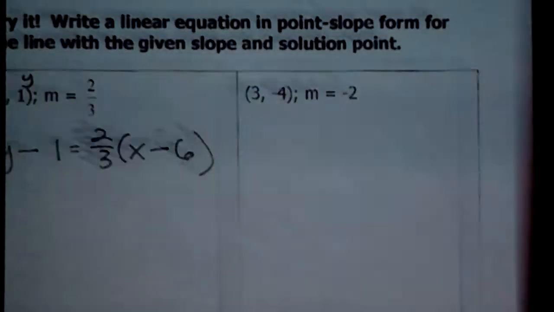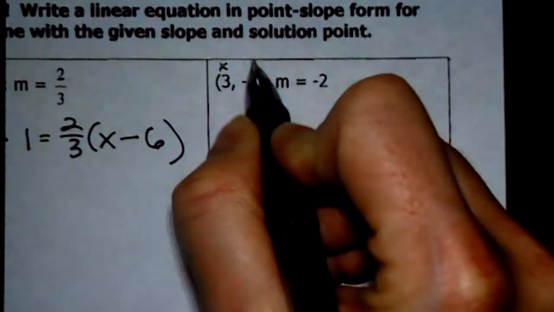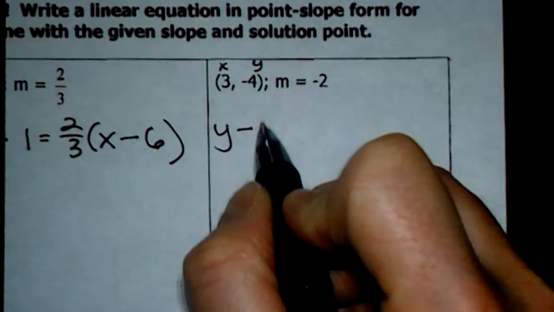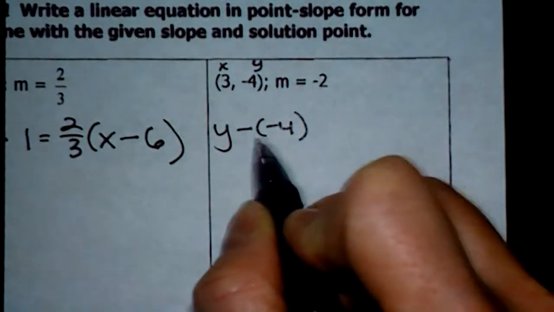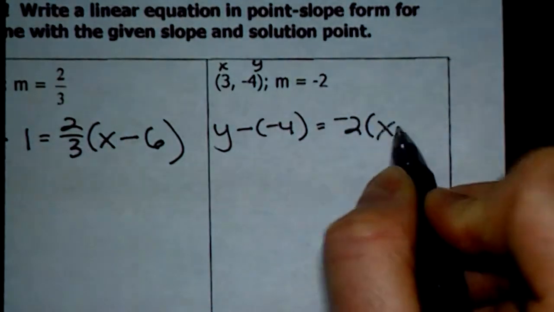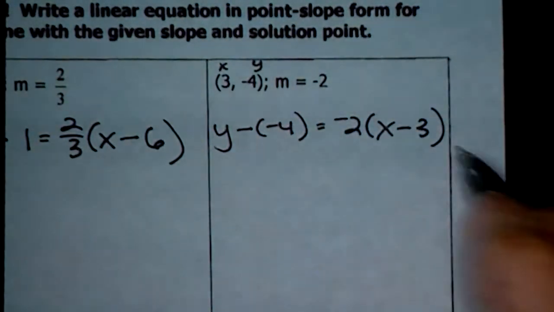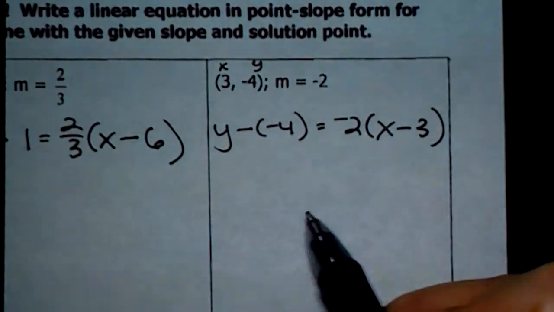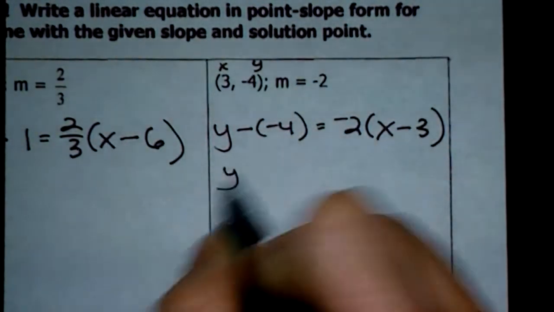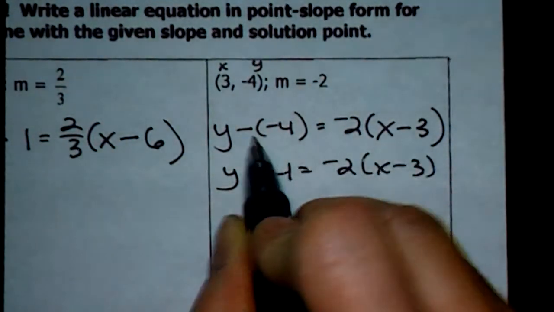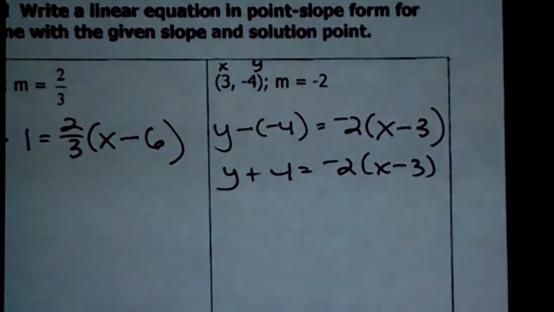Alright, let's try another one here. So this is my x, this is my y. I am supposed to take y minus y1, be careful there, equals the slope times x minus x1. Now for this one, I probably wouldn't leave this as minus negative 4. I would change this to y plus 4. You usually don't see things written as minus negative like that. But for now, either would be fine.